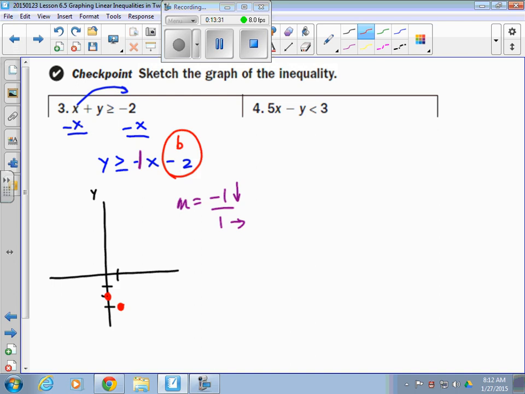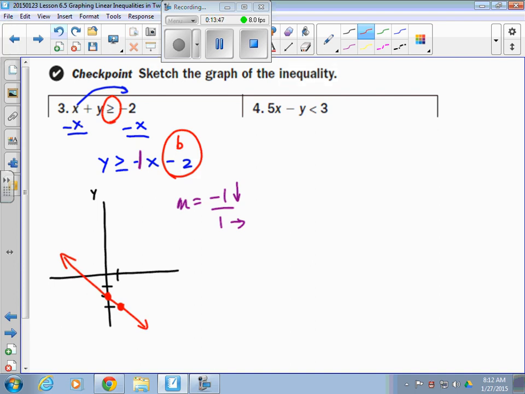Now determine if your line is solid or dashed. It says or equal to. That's the determinant in that. So you make a solid line since it says or equal to. Just try to do it a little straight. I'm having problems drawing straight lines. Your line should look like that. We're sketching these graphs anyways.